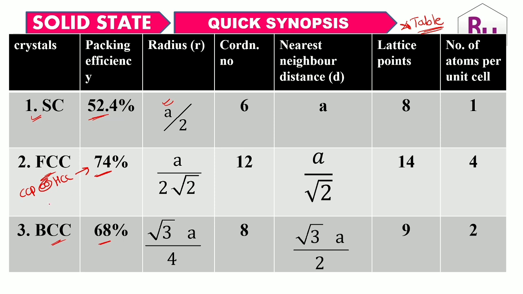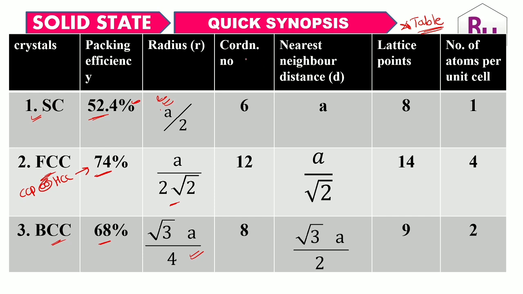Then radius in case of the FCC is a by 2 root 2. Radius in case of the BCC is root 3a by 4, and definitely for the theory exam also you will remember these, because a fixed question will be there in the theory exam, so that definitely you will be perfect with this part and this part easily.